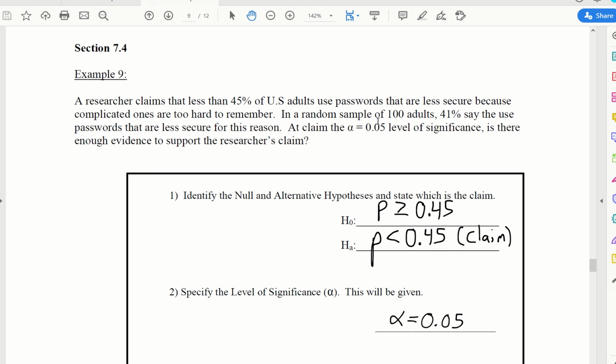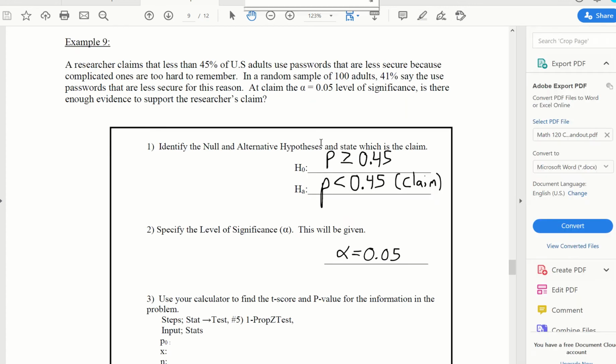As opposed to section 7.2 and 7.3, when we were trying to do hypothesis testing for a population mean mu, we're doing a hypothesis test for a population proportion p. The claim is that the true proportion is less than 45%, or that p is less than 0.45. That's going to be the alternative hypothesis, which is our claim. The null hypothesis would be that the proportion is greater than or equal to 0.45. The level of significance alpha is 0.05.